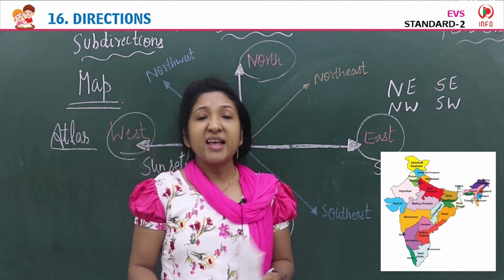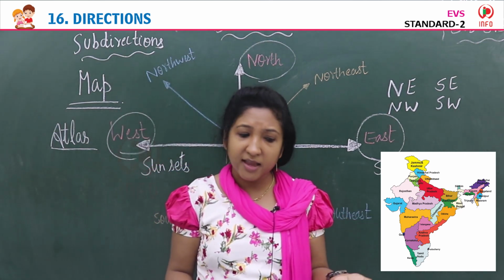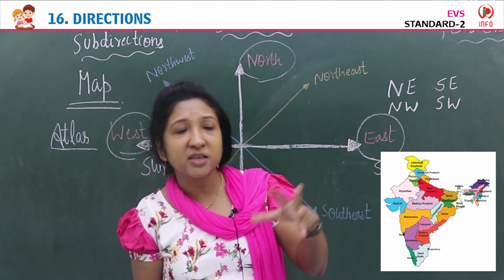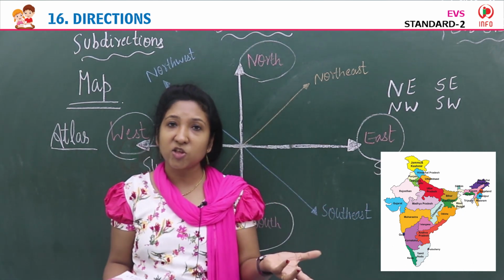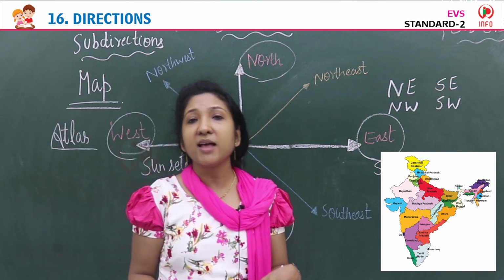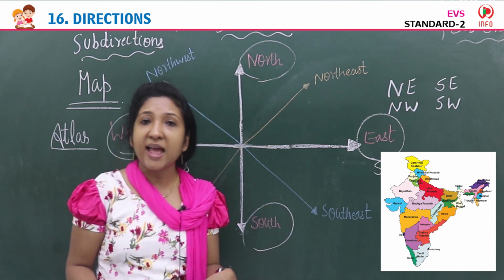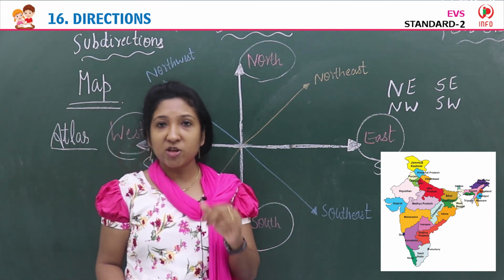Yes. And there are some other directions like right, left, then front, back, opposite, straight. These are the words we use to tell the directions. They are also directions. But four main directions are north, south, east and west. These directions have some sub-directions also.